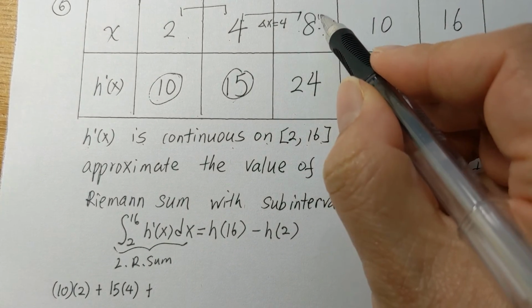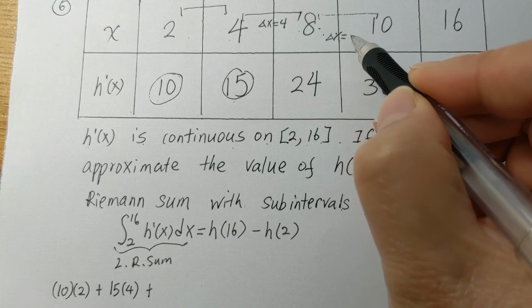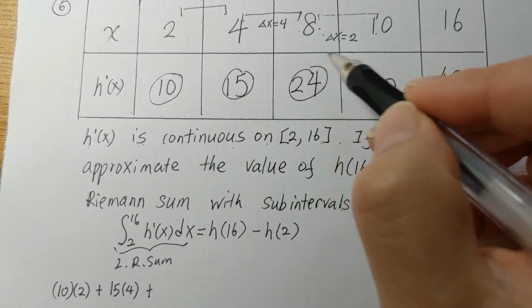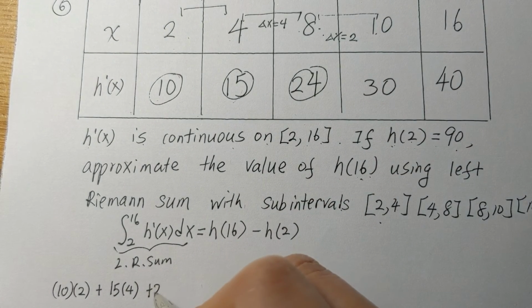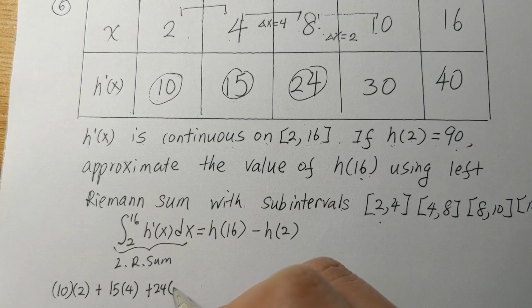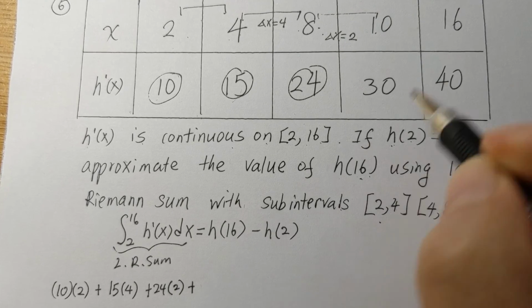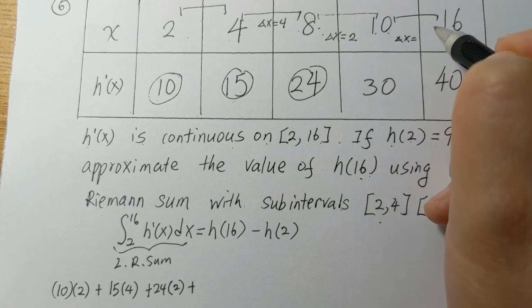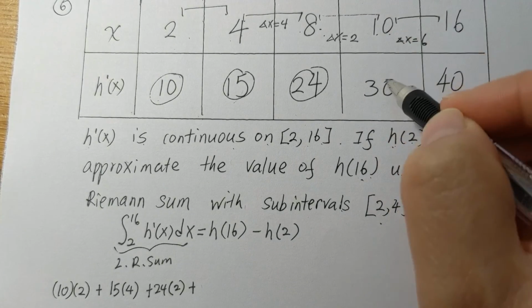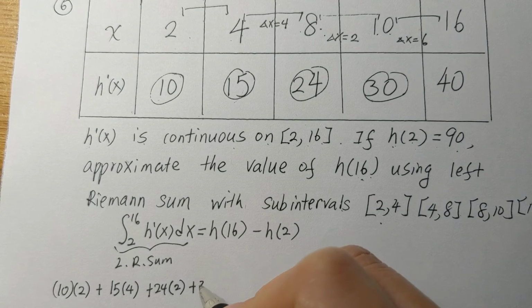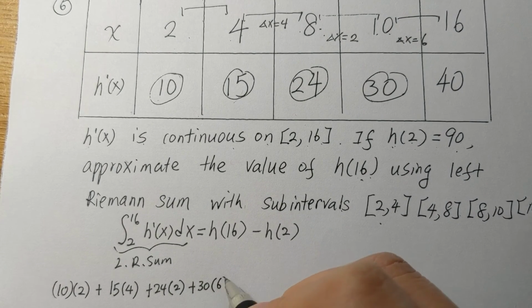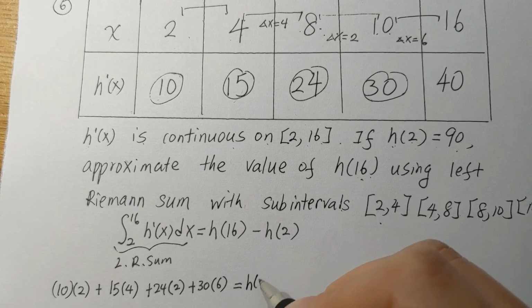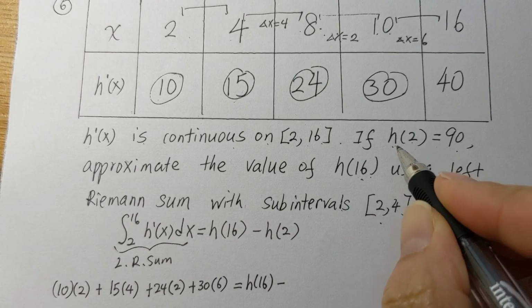For this interval, delta x equal 2. 8 to 10, the left is at the 24. So we do 24 times the 2. And then from the 10 to 16, delta x equal to 6. The left is at the 30. So we got 30 times 6. We do not know h of 16, and we know h of 2 equal 90.